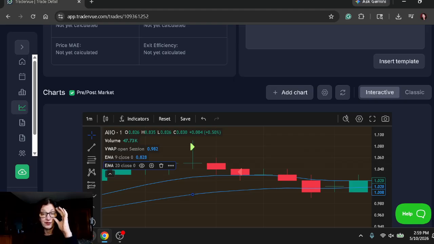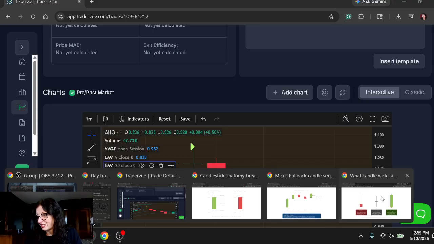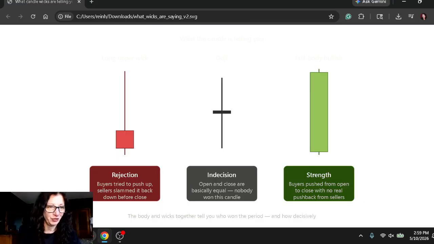You can check that out in my fundamentals playlist, and that will help you understand why it's so important to have multi-time frame alignment. All right, so what are the wicks telling us? Let's look at this graphic here.